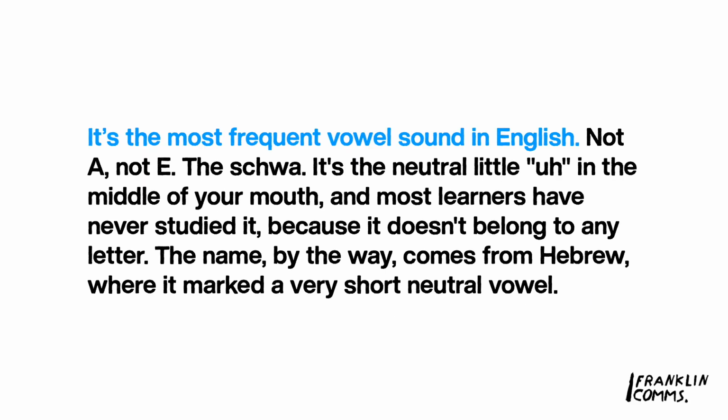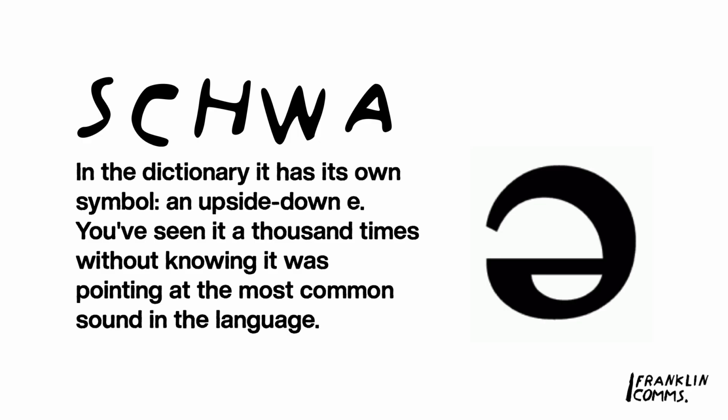Here's the surprising part. The schwa is the most frequent vowel sound in English. Not A, not E, the schwa. It's the neutral little sound in the middle of your mouth, and most learners have never studied it because it doesn't belong to any letter. The name, by the way, comes from Hebrew, where it marked a very short neutral vowel. In the dictionary, it has its own symbol, an upside down E. You've seen it 1,000 times without knowing it was pointing at the most common sound in the language.